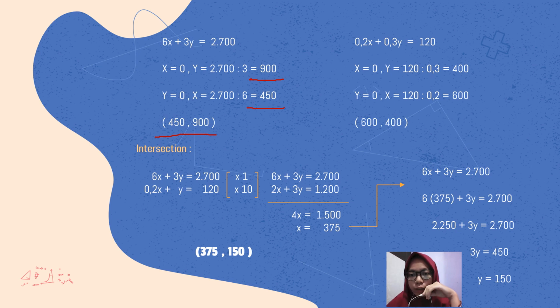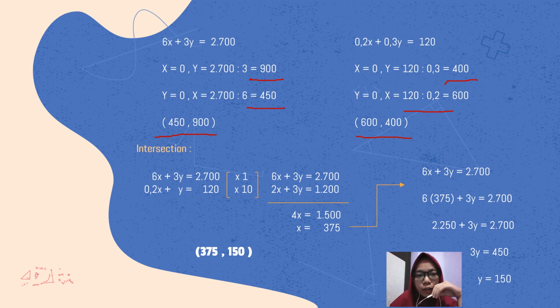And then the second equation, 0.2x plus 0.3y is equal to 120. If x is equal to 0, then y is equal to 120 divided by 0.3, and the result is 400. If y is equal to 0, then x is equal to 120 divided by 0.2, so the result is 600. And then we get the points 0, 400 and 600, 0.